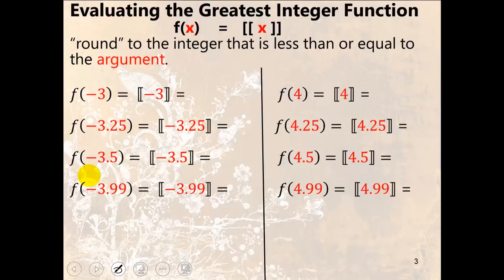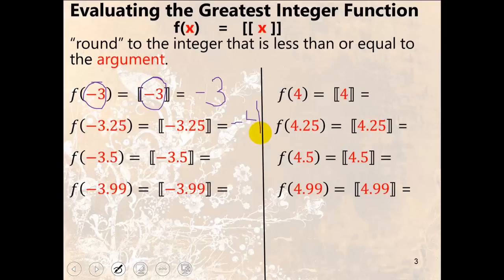So if we're evaluating a greatest integer function, basically you round to the greatest integer that's less than or equal to the argument. So everything in red, that's the argument. So we want less than or equal to -3. So that would be -3 because it's equal to. However, look at what happens at -3.25. Less than or equal to -3.25. So you'd have to go to -4.